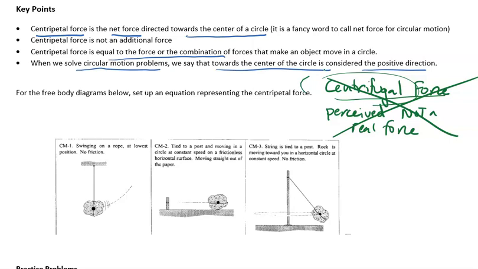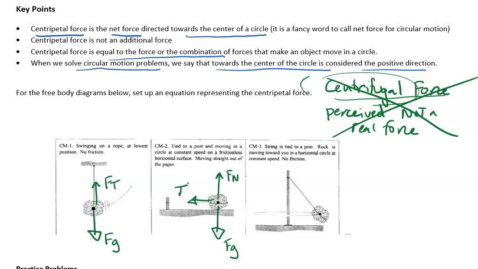Cool. So we're going to go ahead and draw some free body diagrams and then set up an equation representing the centripetal force. For each of these pictures, I encourage you to do it yourself first and then check back into the video. I'm going to draw a free body diagram. So I have FG right here. I have force of tension right here. In this picture, I have normal force going up. I have force of gravity going down.